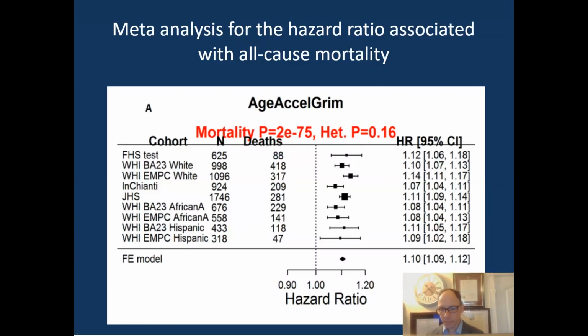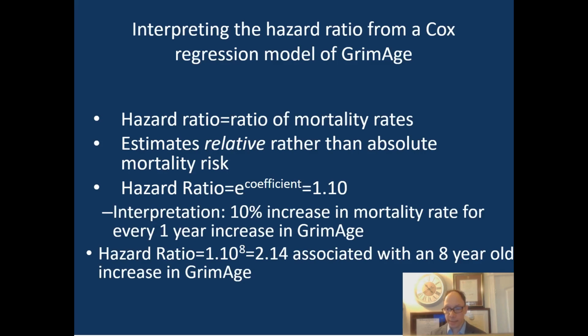Now, let's carefully look at the hazard ratio from this Cox model. It's 1.1, which doesn't seem like a lot, but 1.1 is the hazard ratio associated with 1 year of age acceleration. However, in the bottom, I show you the calculation that 8 years of epigenetic age acceleration for a person would be associated with a hazard ratio of 2.14, which is a strong effect.